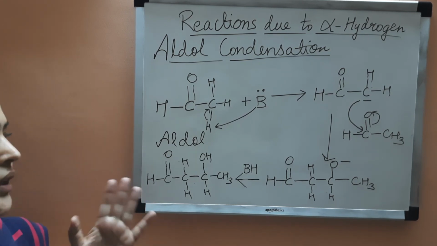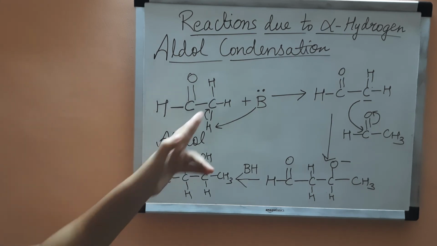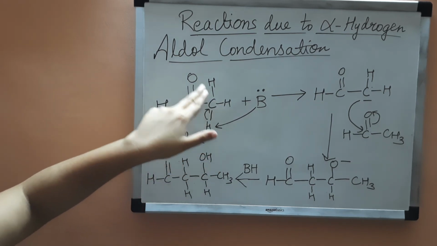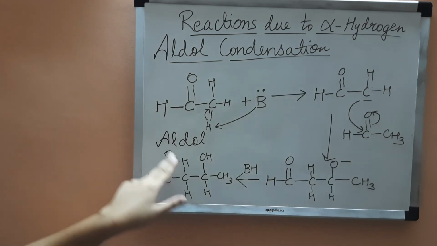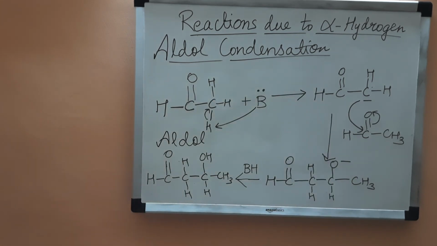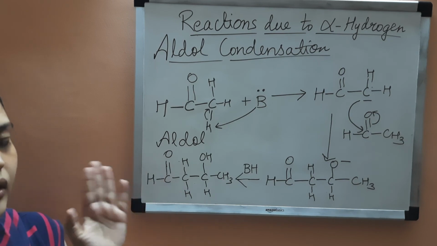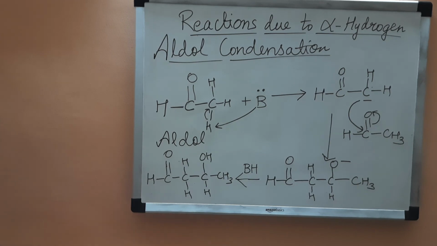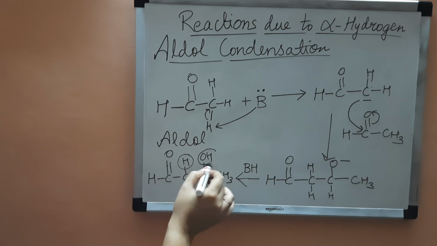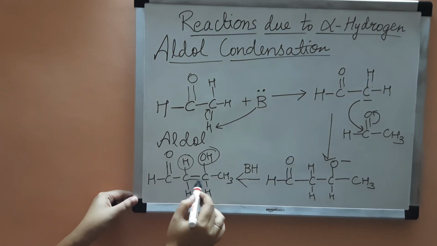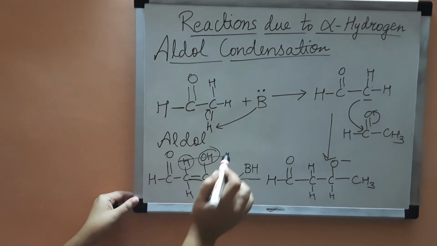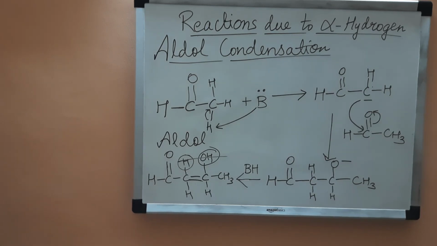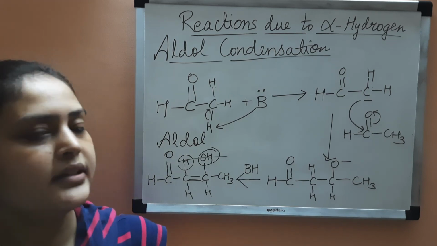Now similarly you can form ketol also. If instead of aldehyde you are using ketone, then you will get ketol as your product. And then after heating this aldol or ketol, you will get what? You will get the aldol condensation product by removal of this hydrogen atom and OH group, and you will get a double bond here. So that will be your final product. So this was all about the aldol condensation reaction.